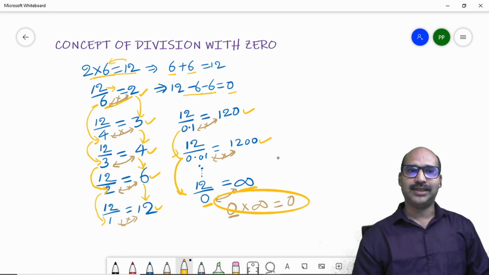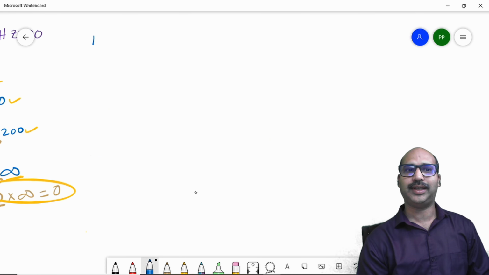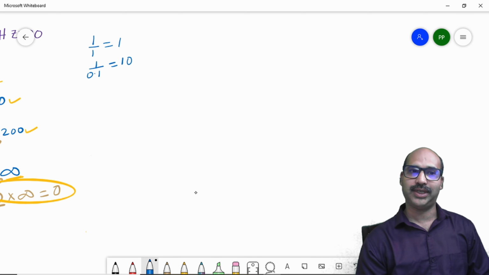Now let us consider the same concept with 1. 1 by 1 is equal to 1. Again, when the denominator decreases to 0.1, the value is equal to 10. As we know, 0.1 is equal to 1 by 10, so 1 into 10 by 1 is equal to 10.